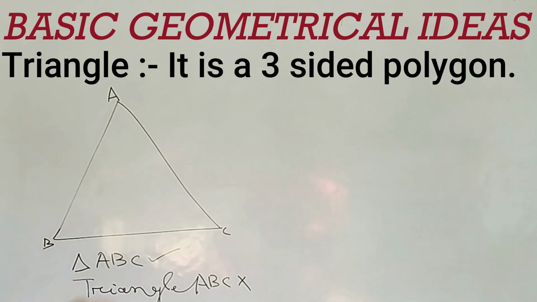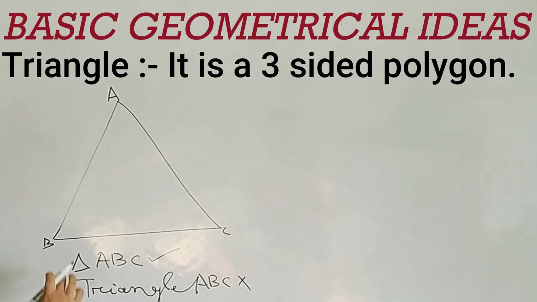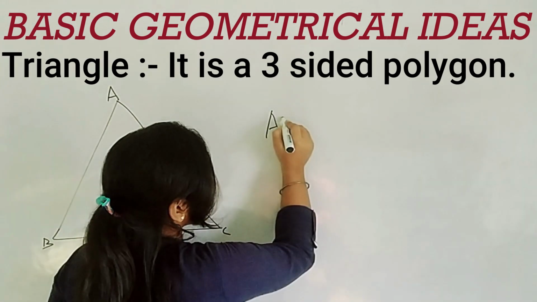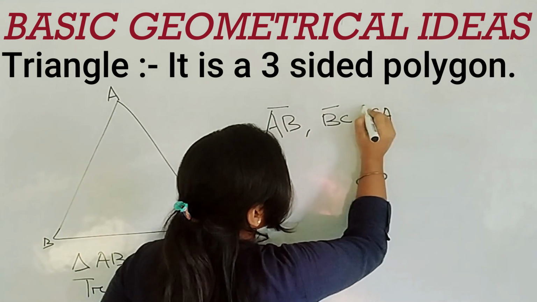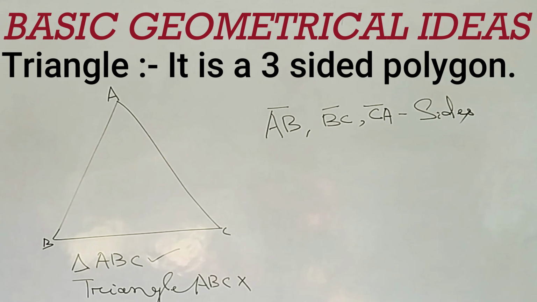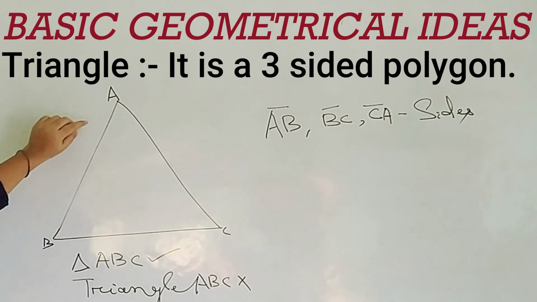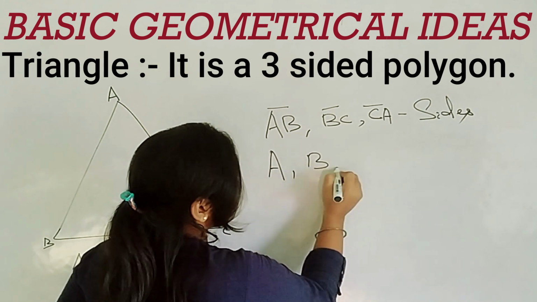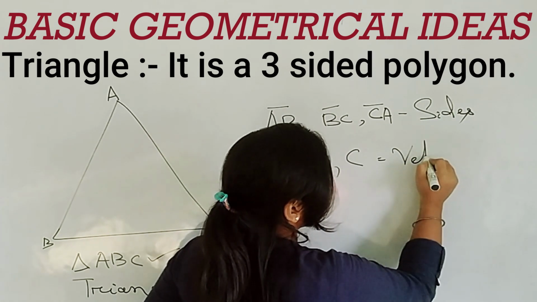Okay? In this triangle, there are three sides. AB and BC and AC are the sides of this triangle. Right? AB and BC and CA are the sides of the triangle. And there are three vertices of this triangle. They are A, B, C. Right? A, B, C are three vertices of this triangle.